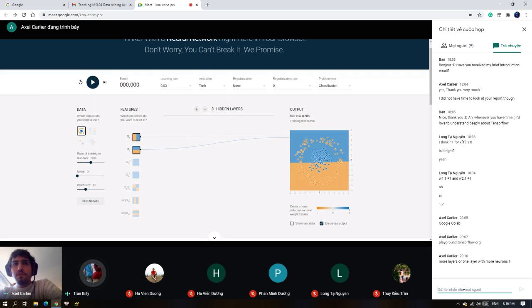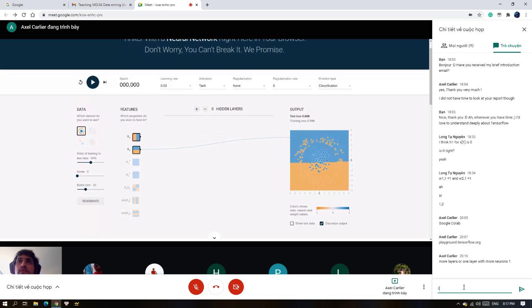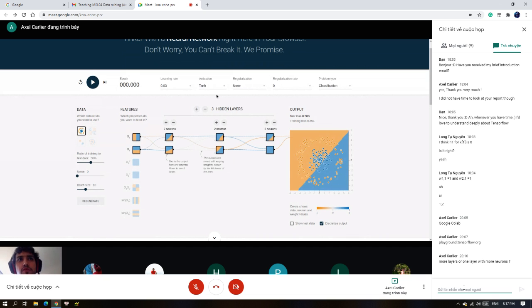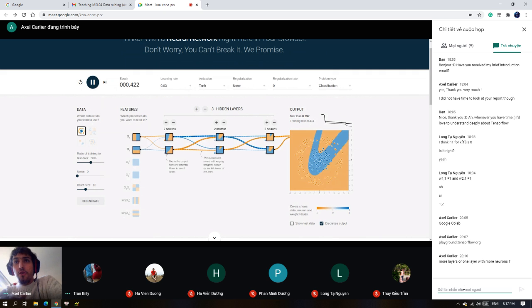I think I vote option 2. You would prefer one layer with more neurons, Billy? More layers. Okay. So let's start with more layers. How many layers? Maybe 3? Okay, let's try with 3 layers. It's not so bad. It's almost good, but doesn't learn.